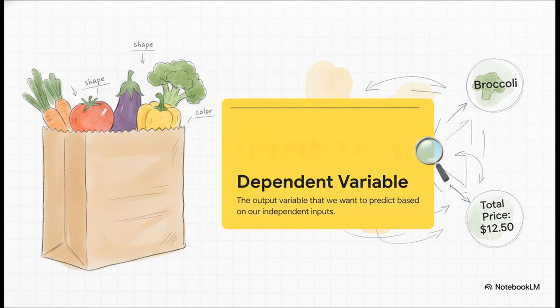The model is just the recipe processing all that. The dependent variable, that's the final output we actually care about predicting. The label the machine spits out, like, hey, this is broccoli, or the total price of the bag. The output entirely depends on the input.